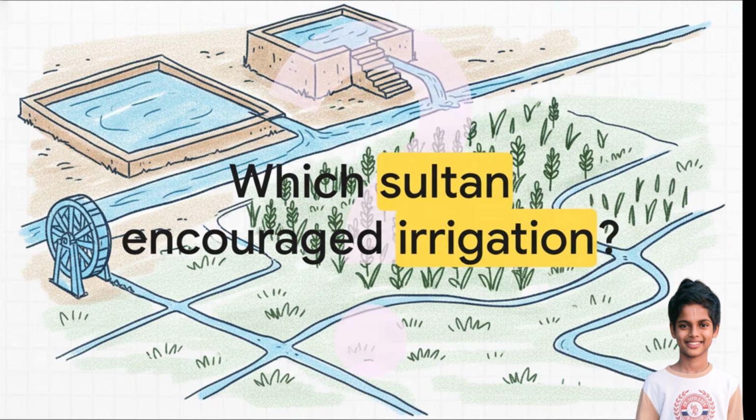Which actually brings up a great recall question straight from your textbooks. Let's do a quick pop quiz. Do you remember the name of the Delhi Sultan who also strongly encouraged irrigation? I'll give you a second to think. Making those connections back to your earlier chapters is exactly what gets you the top marks.